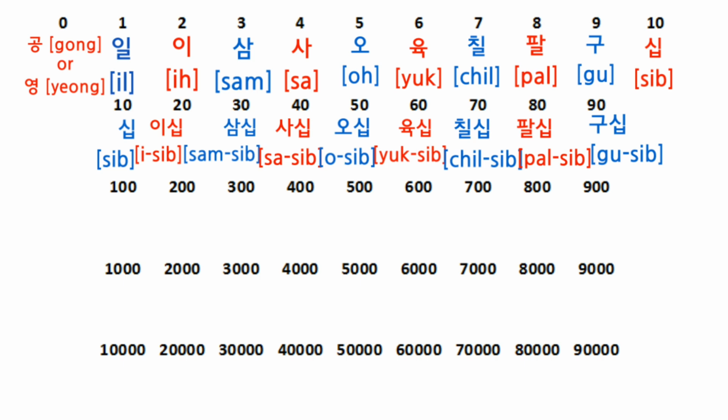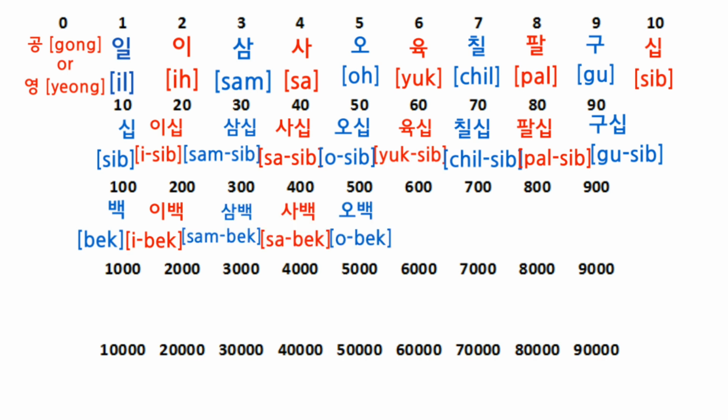100 is 백 in Korean. Add the word 백 after 1 to 9. Actually, it's 일백, but we usually say just 백. 백, 이백, 삼백, 사백, 오백, 육백, 칠백, 팔백, 구백.